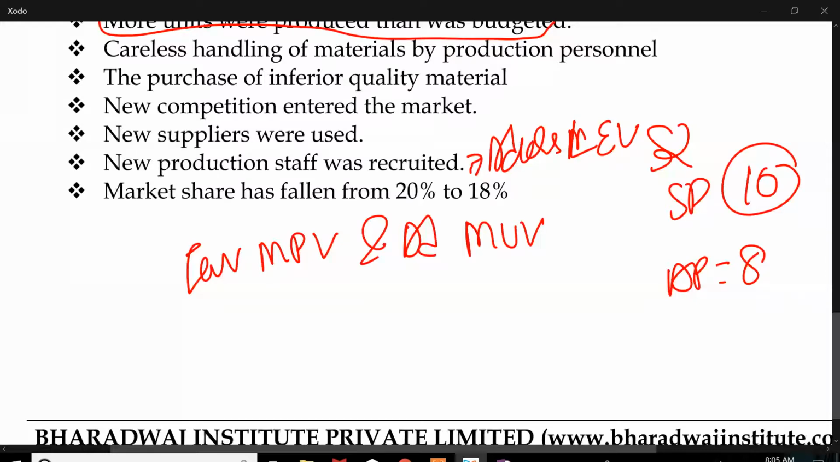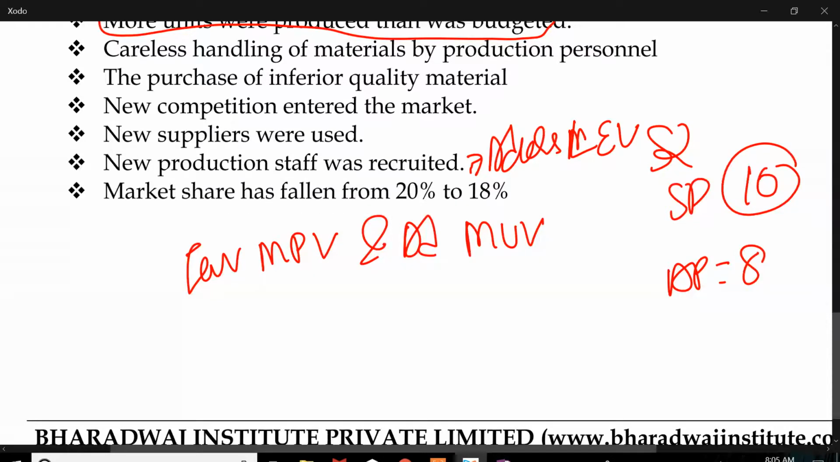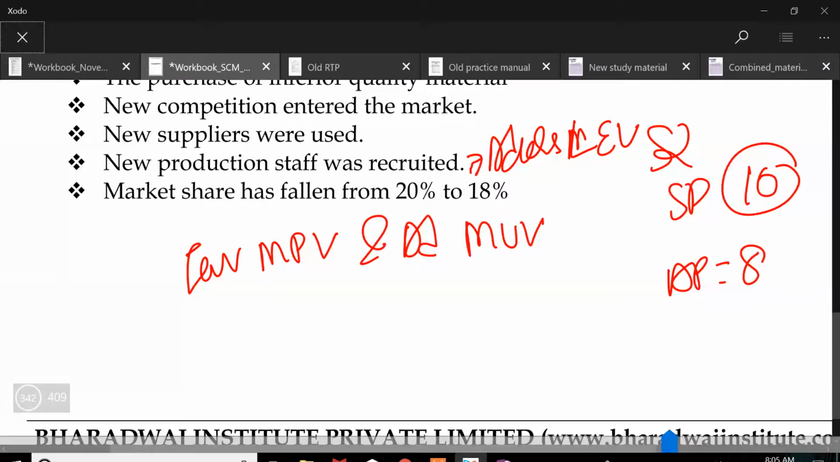For the last part, you will understand later, the market share part. You can write adverse market share variance. There is a variance like this. Adverse market share variance.